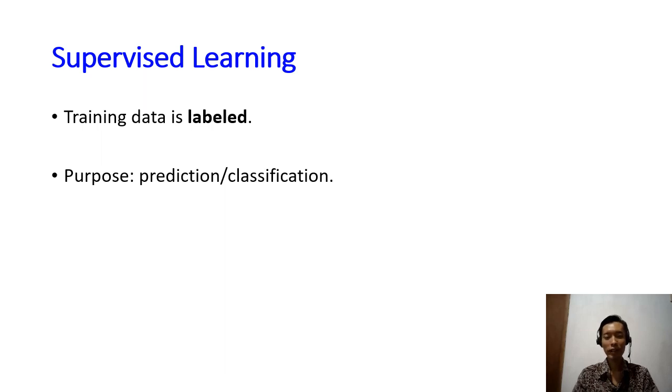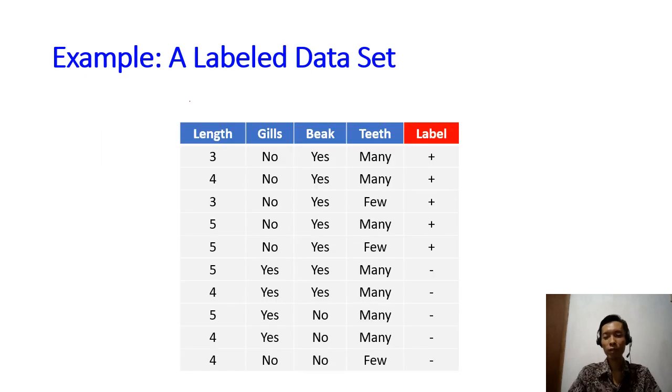The first learning type is supervised learning. In this type of learning, the training data is labeled. So this is the keyword for supervised learning, labeled data. And the purpose of supervised learning is doing a prediction or a classification. Now first, let's look at an example of a labeled data set.